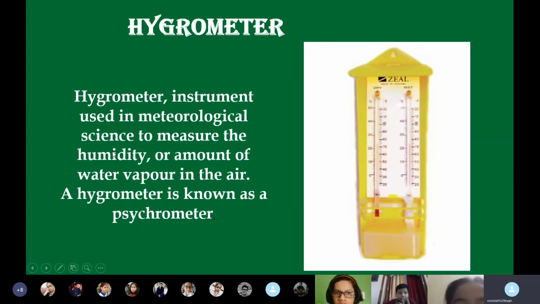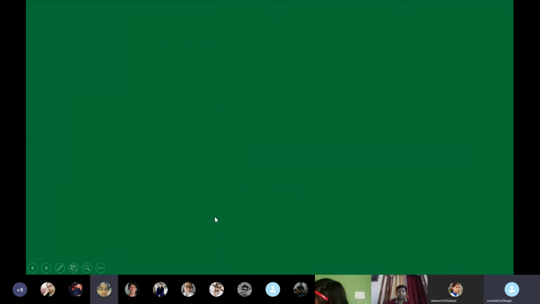It is used in meteorological science to measure humidity, or the other word for humidity is the amount of water vapor in the air. So please note down the other name used for hygrometer. It's psychrometer. Now note down, the other name for hygrometer is psychrometer. Noted? Yes, ma'am. Okay, let's move ahead.